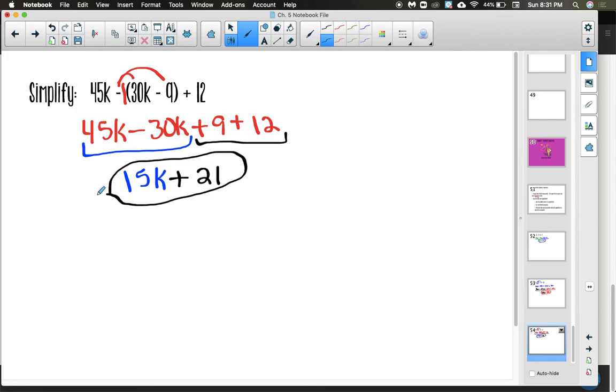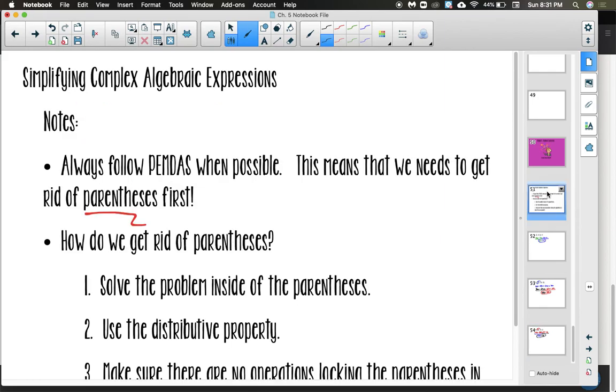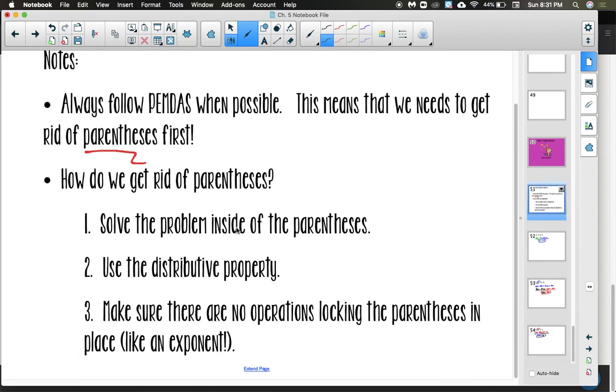Okay, so just a little bonus video here to make sure we were completely confident in dealing with these problems when we get parentheses in them. Remember, we cannot just drop our parentheses. We have to do one of these two things. Either solve the problem inside, if possible. If that's not possible, we move to plan B, use the distributive property. Okay? All right, go ahead and do your practice problems and your book work.